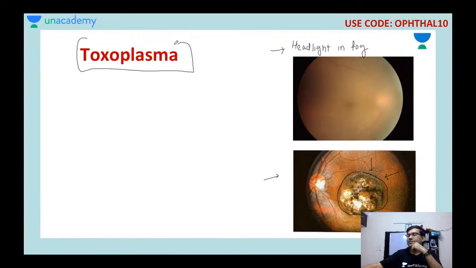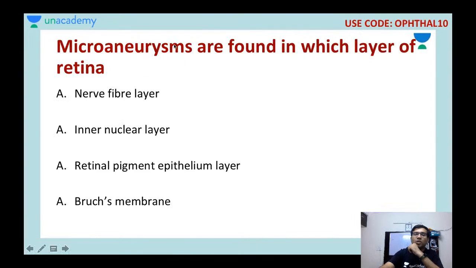Is it clear, everyone? Okay, chalo. Let's move to our next question, that is, the microaneurysms are found in which layer of the retina? The microaneurysms are the first lesions which are seen in the patients of diabetic retinopathy. So I can also say that the microaneurysms are the first sign of diabetic retinopathy.